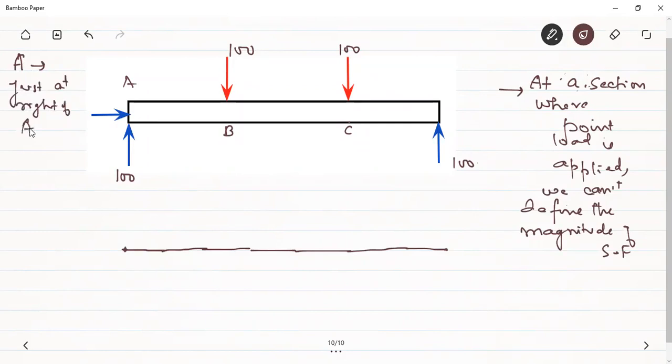I told you we can't define the shear force at the point where we have a point load. Therefore, I can't take the section at A. Either I can take the section just at the left hand side, or just at the right hand side. I can't go to the left hand side, but I'm taking the section just at the right of A. What will be the shear force just at the right of A?